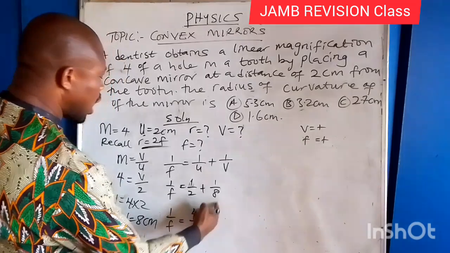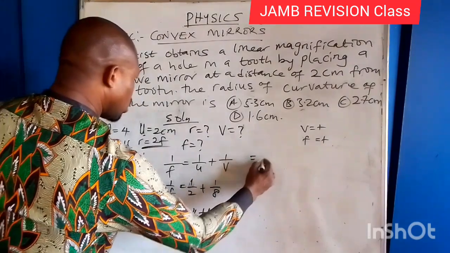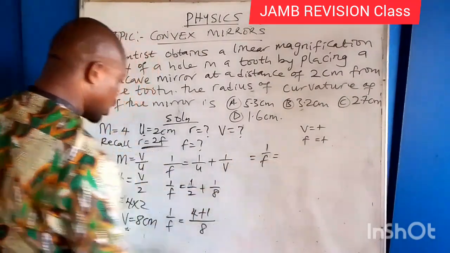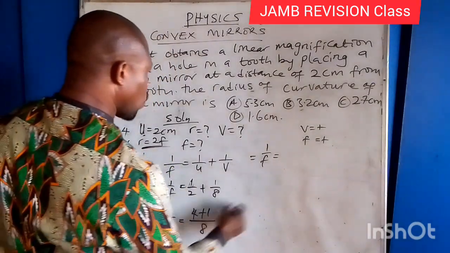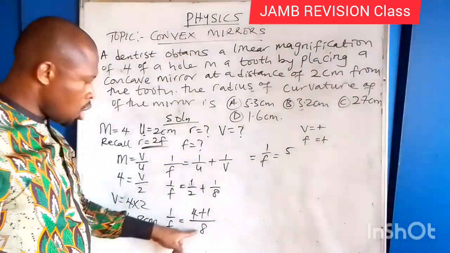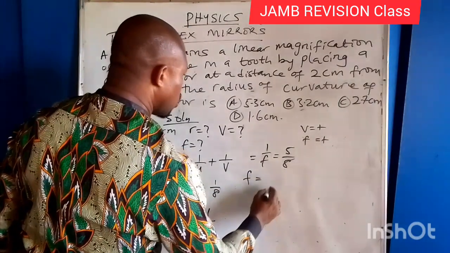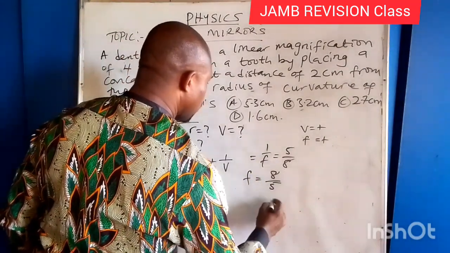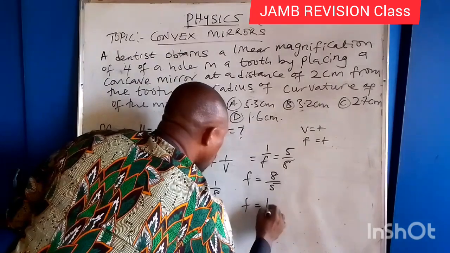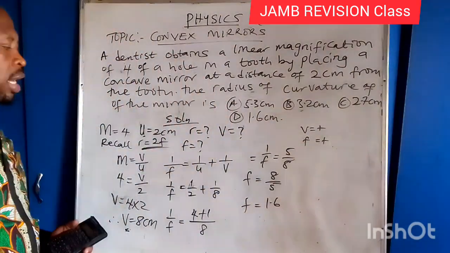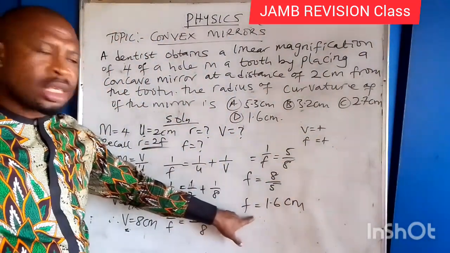4 times 1 is 4, plus 8 divided by 8 is 1, 1 times 1 is 1. Which will give us 1 over F is equal to 4 plus 1, which is 5 over 8. Now F will give us 8 over 5, which is 1.6. Now, the focal length is 1.6 cm.